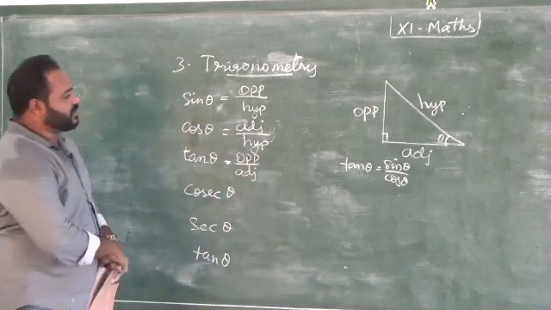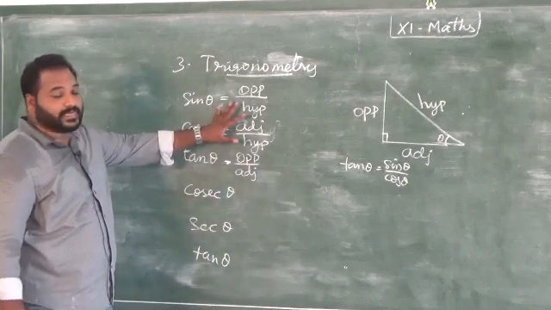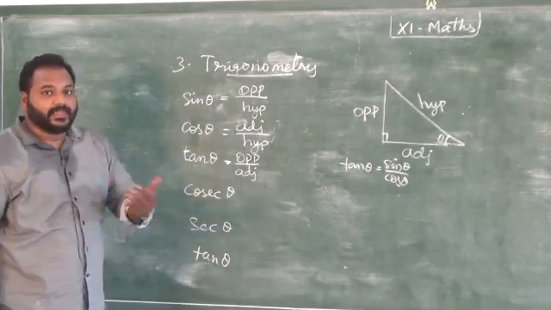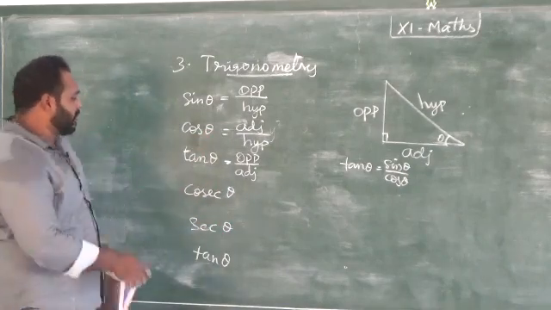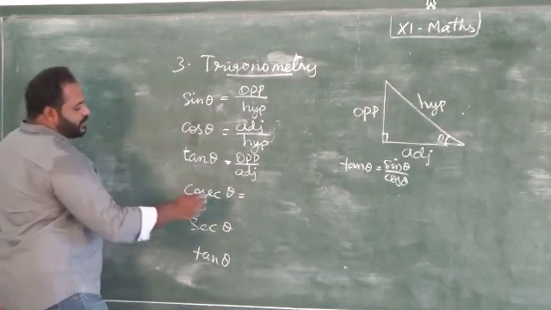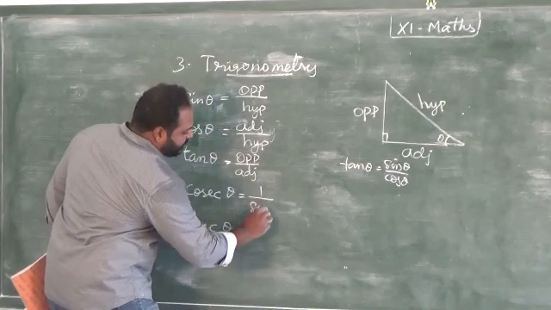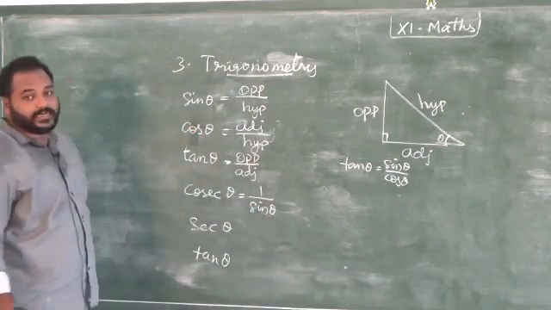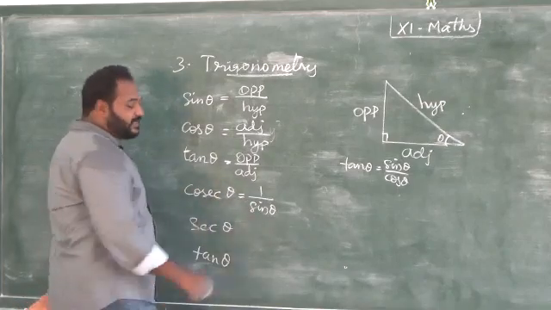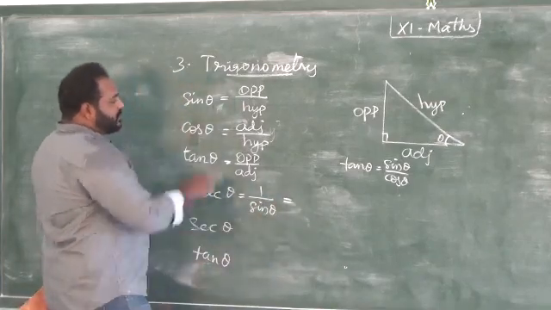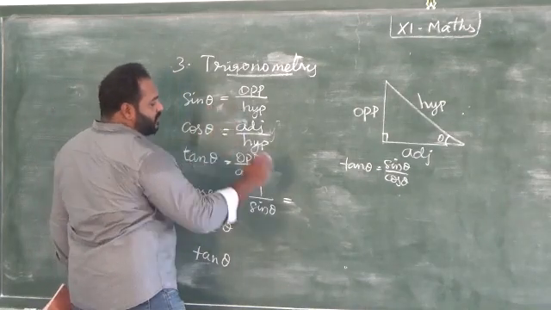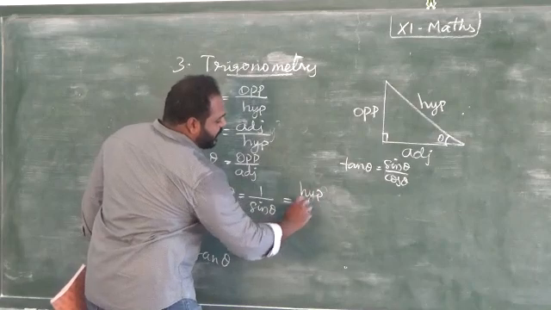These things you already know very well. Once again I just recall this, then only we can easily study the problems. Okay, cosecant theta is the reciprocal of sine, isn't it? So cosecant can be written as 1 by sine. So 1 by sine is the reciprocal of sin theta, so it is hypotenuse by opposite.